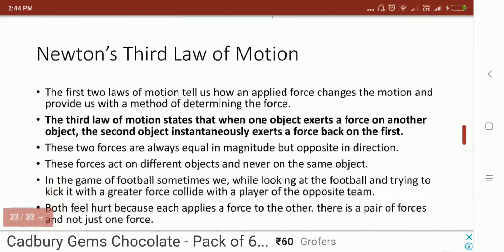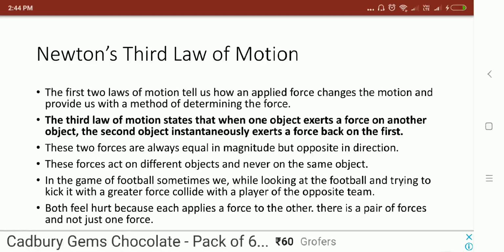Now the next topic is Newton's third law of motion. The first two laws were given for the motion, describing how force is applied on an object, and based on that the motion of the object can change. In the second law we got how the force calculation can be done when it is applied onto the object.